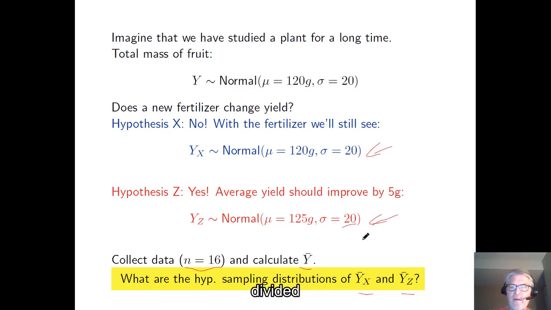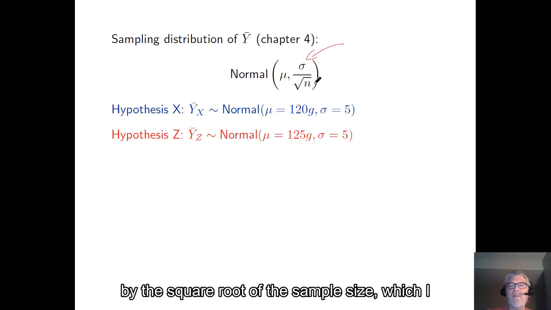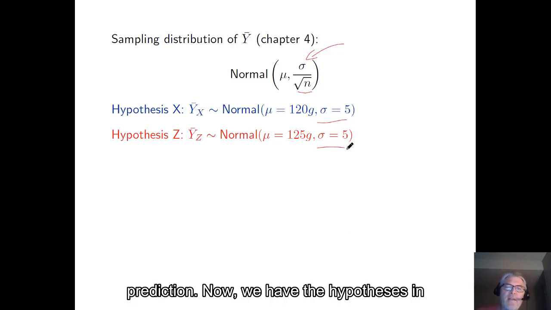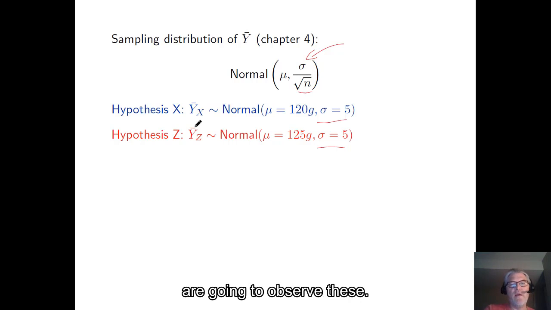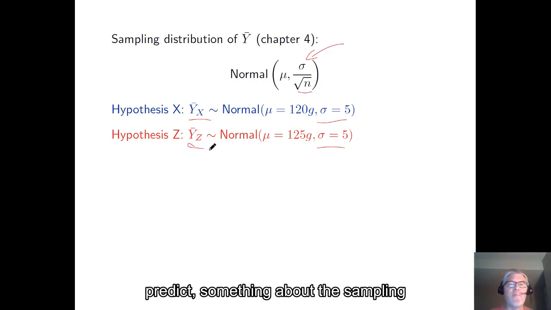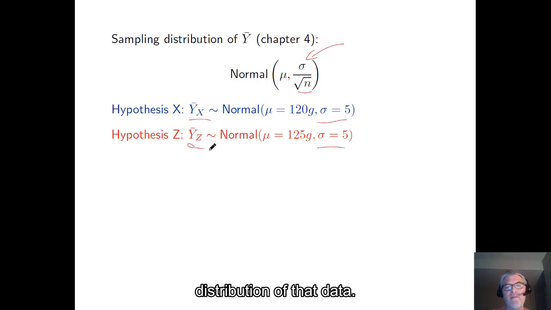20 grams here, divided by the square root of the sample size, which I said was 16, so divided by 4, so that gives us a prediction. Now we have the hypotheses in terms of the data that we are going to observe, these y bars. Those two hypotheses predict something about the sampling distribution of that data.